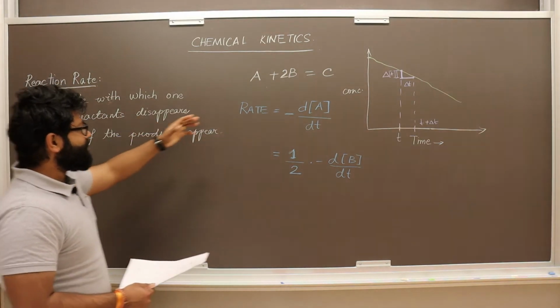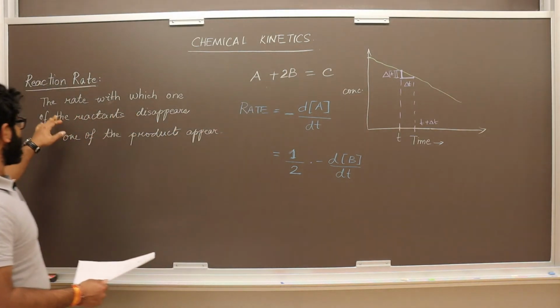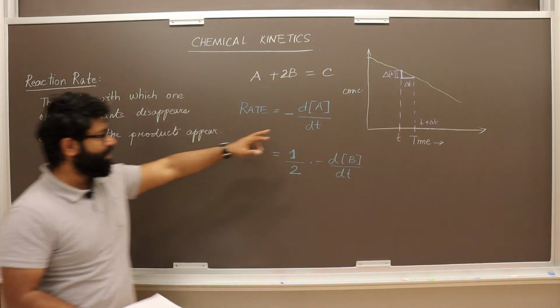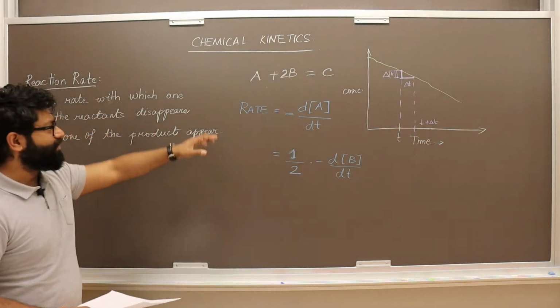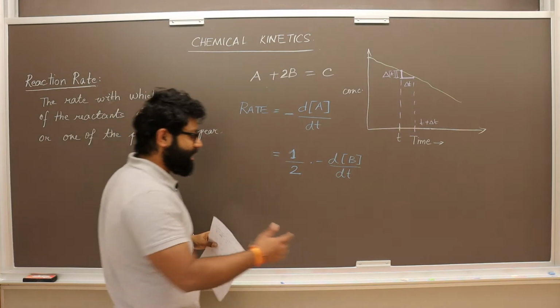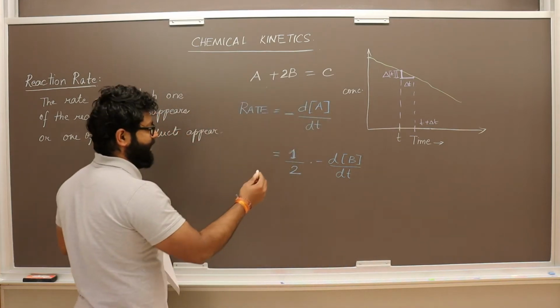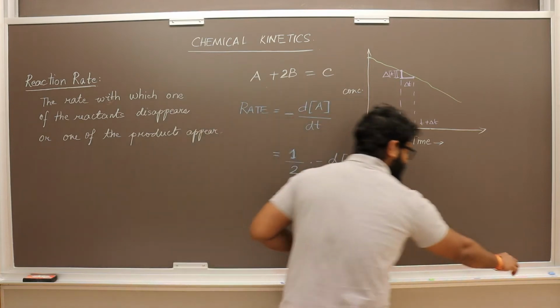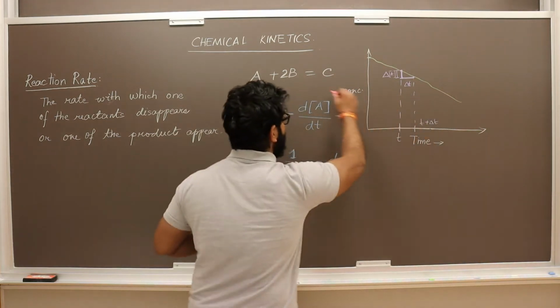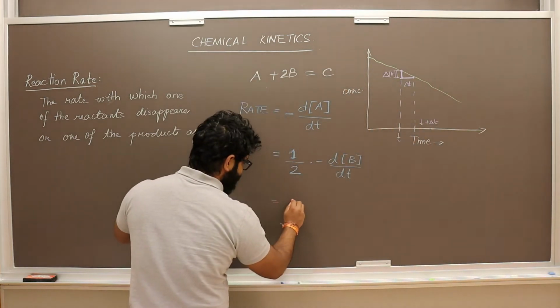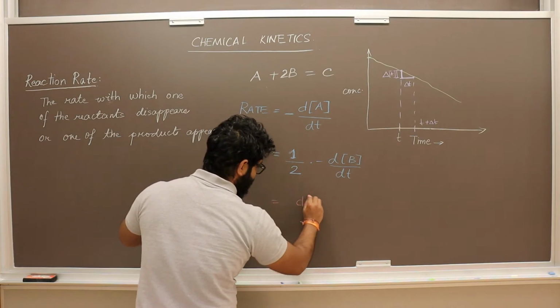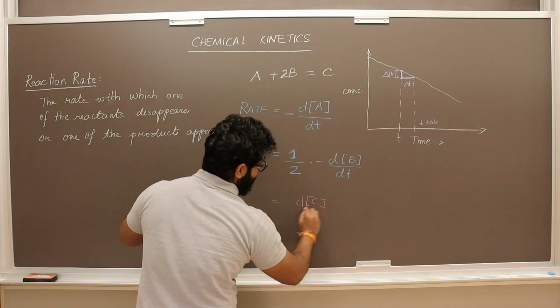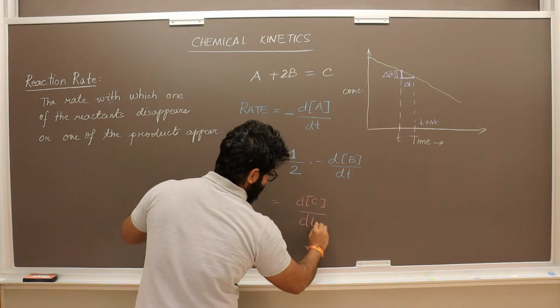So this was the reactant part, right? So this was if these two involve the reactants of the chemical kinetics. But we can also represent the rate with which the product appears, right? So what is the rate at which the product appears? So this will just become dC over dt.